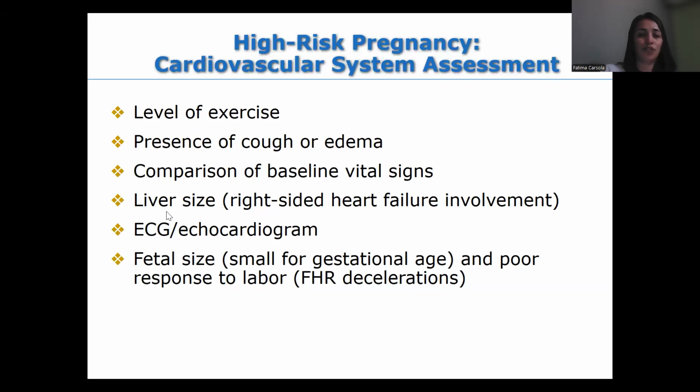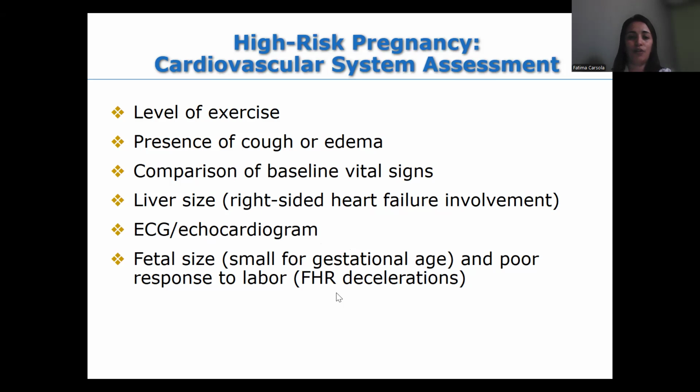We also have to assess the liver size. This could be a right-sided heart failure involvement. It could be a complication, and we have to let the patient have an echocardiogram to assess the health of the heart and the fetal size. We have to know if the baby is really enlarging, because we also have what we call SGA. Later on in pediatrics, you will know about SGA, small for gestational age, and those babies who would be born because of preterm labor. Preterm labor could be a reason, or rather a complication of heart disease because of vasoconstriction.